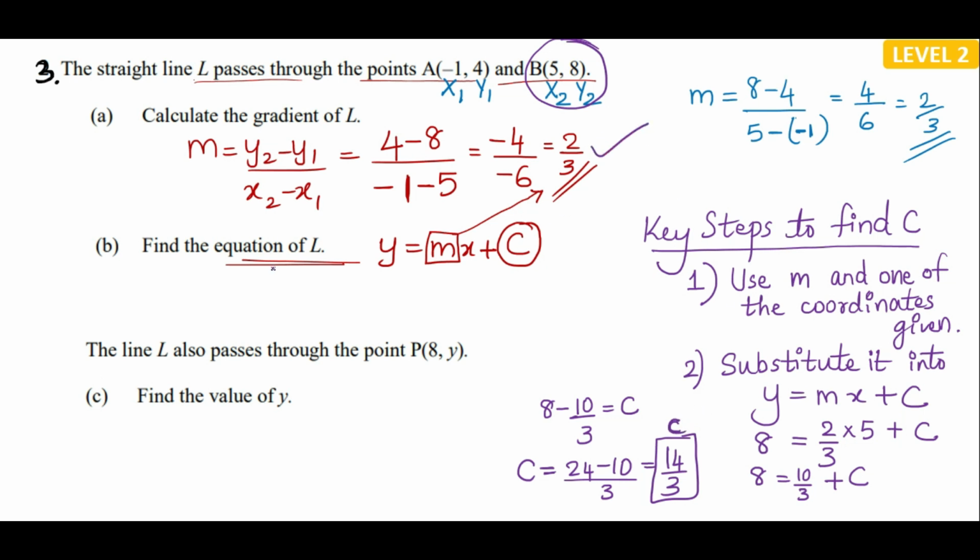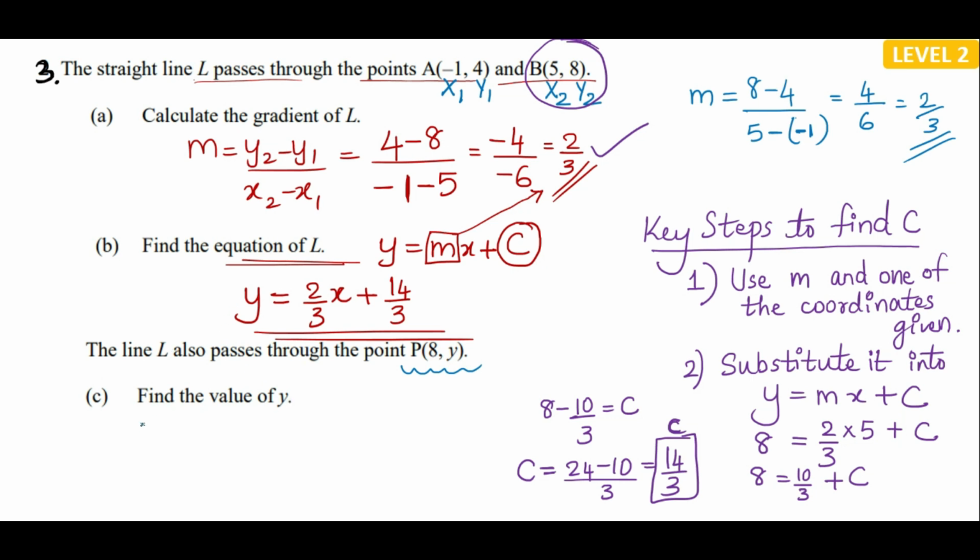So just combine them, put it together, you get the answer for the equation of the line L. So y equals 2 over 3x plus 14 over 3. This is your answer. Moving to the last part of the question. The line L also passes through the point P(8, y). Find the value of y.